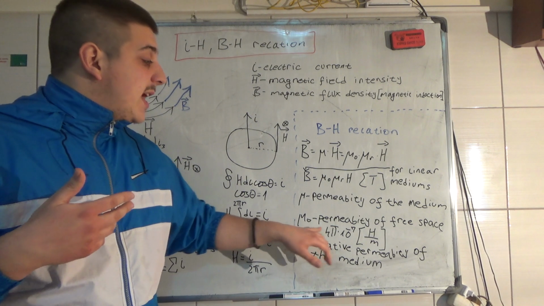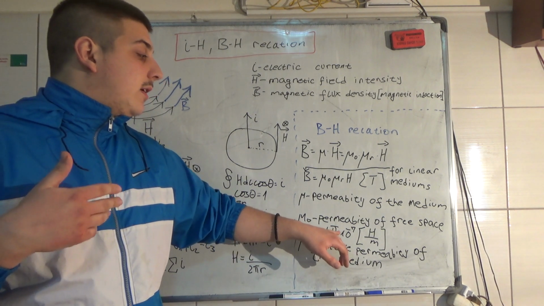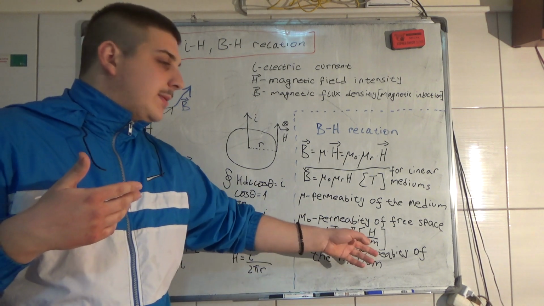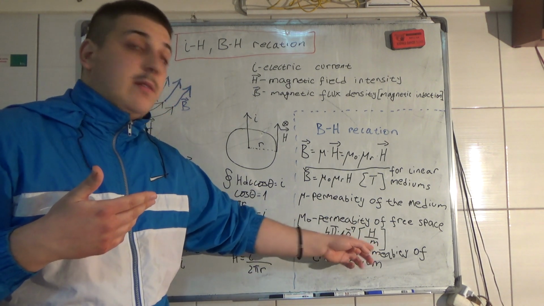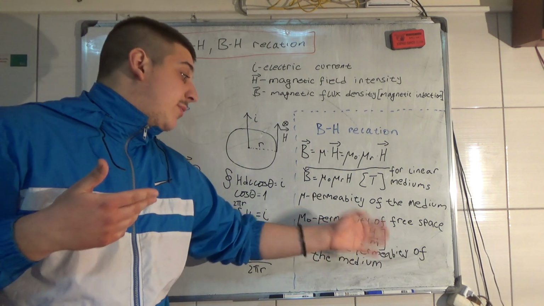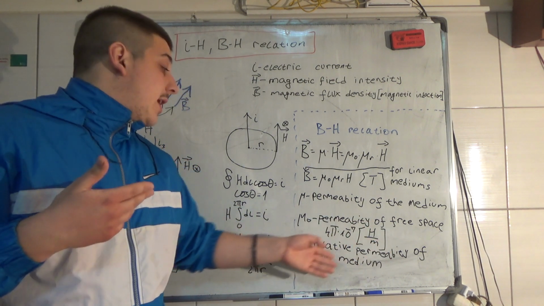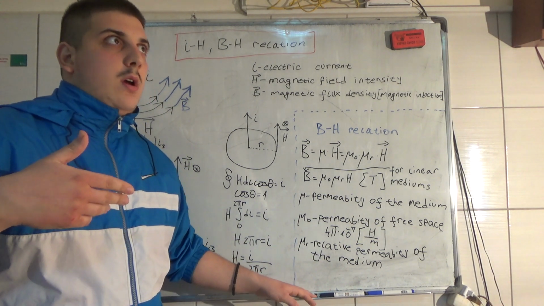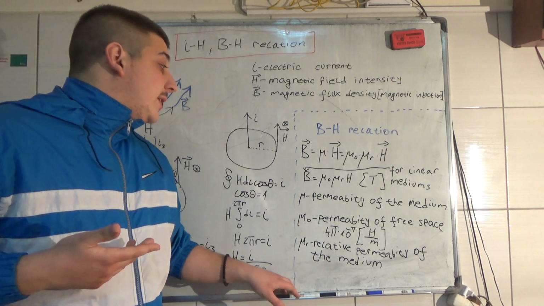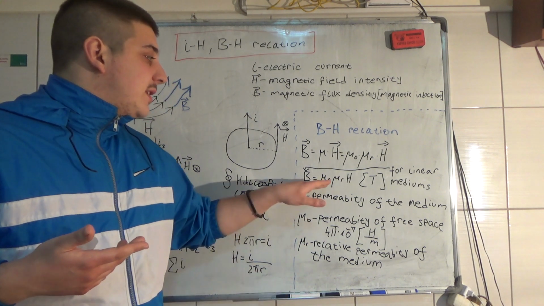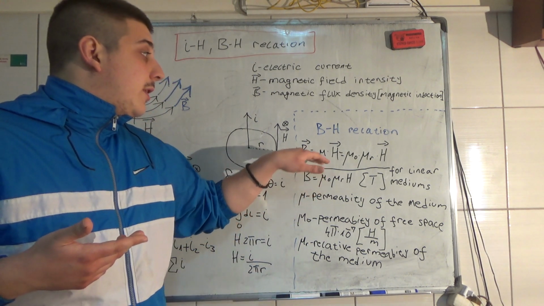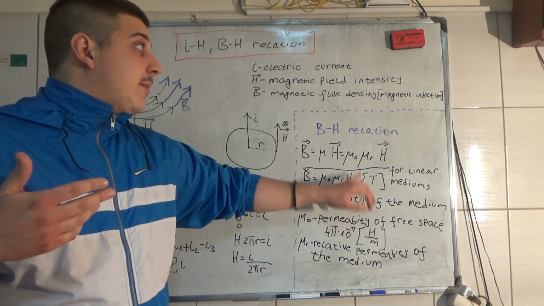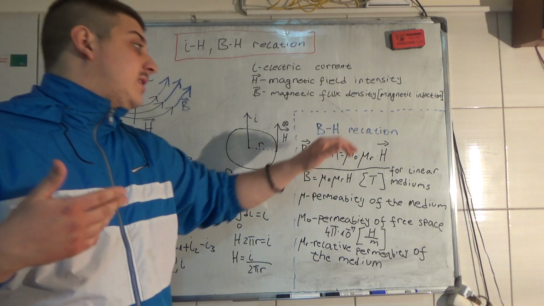So this mu 0 has a value of 4π times 10 to the minus 7, and it has its own unit, Henry per meter, and mu r is the relative permeability of the medium, and it is only a number, for example 200. It doesn't have any unit to itself. So this is the formula for the magnetic flux density, when you know what is the magnetic field intensity.